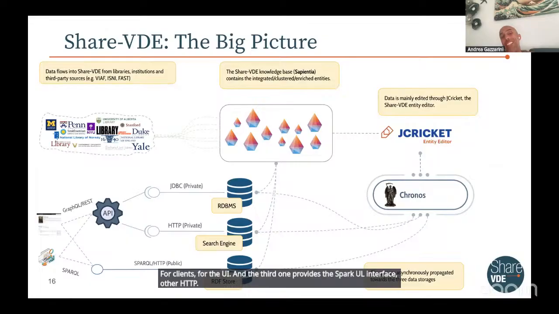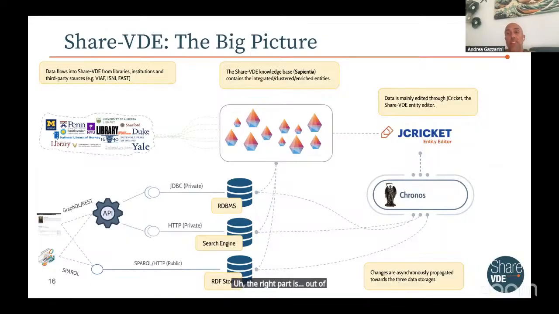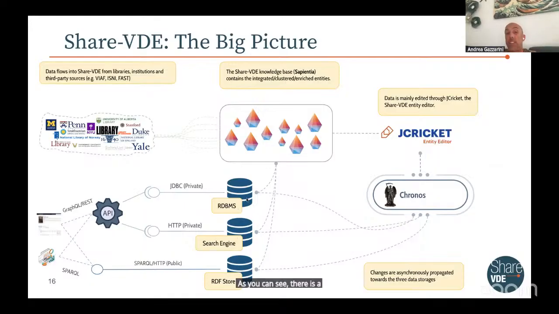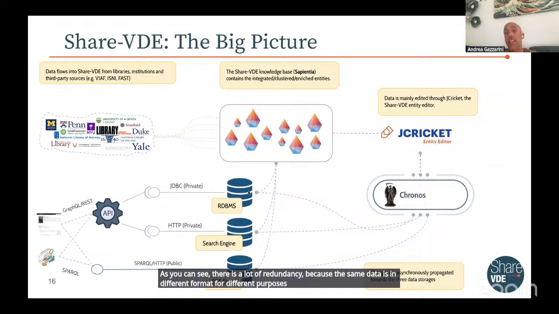The right part is out of scope for this presentation, but it is related to the edit API. Through a set of edit APIs and an edit UI called JCricket, we are able to edit what the ingestion process created in terms of entities within the knowledge base. As you can see, there is a lot of redundancy because the same data is in different formats for different purposes in 3 different places.